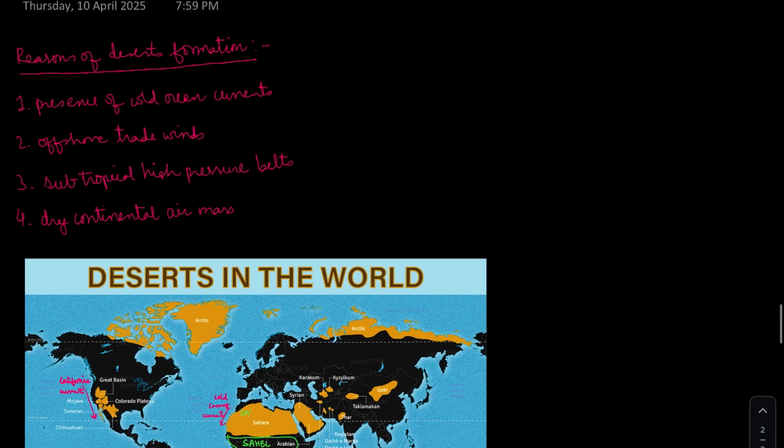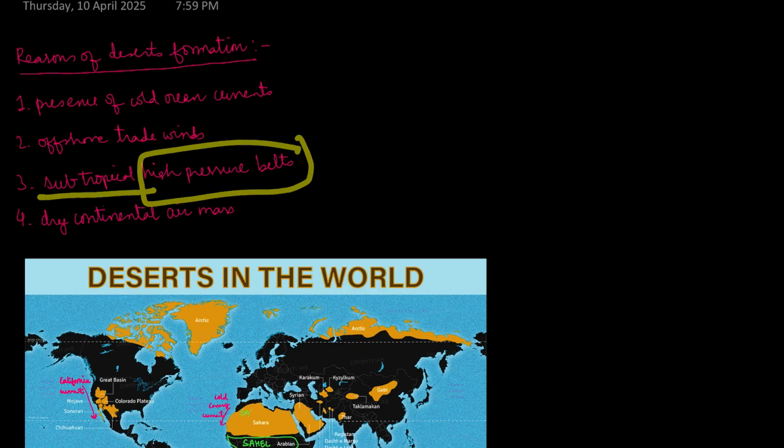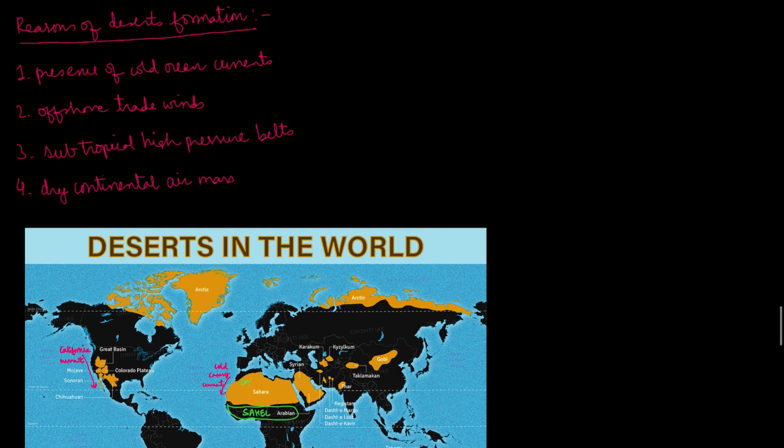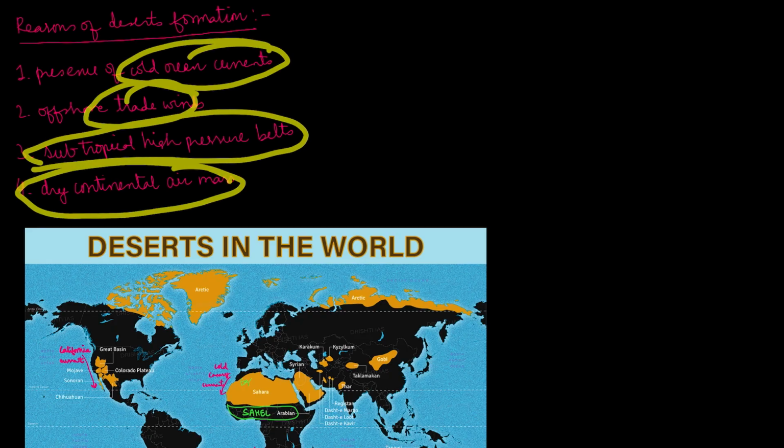Moving to the deserts. Why are these deserts found? These deserts are formed because of four major reasons. First is the presence of cold ocean currents. Second is the presence of offshore trade winds, which basically go away from the shore. Then the subtropical high pressure belts, where the pressure is high so the air is more dense. Then the dry continental air masses. So these are the main four reasons for the formation of deserts: cold ocean currents, offshore trade winds, subtropical high pressure belts, and dry continental air masses.